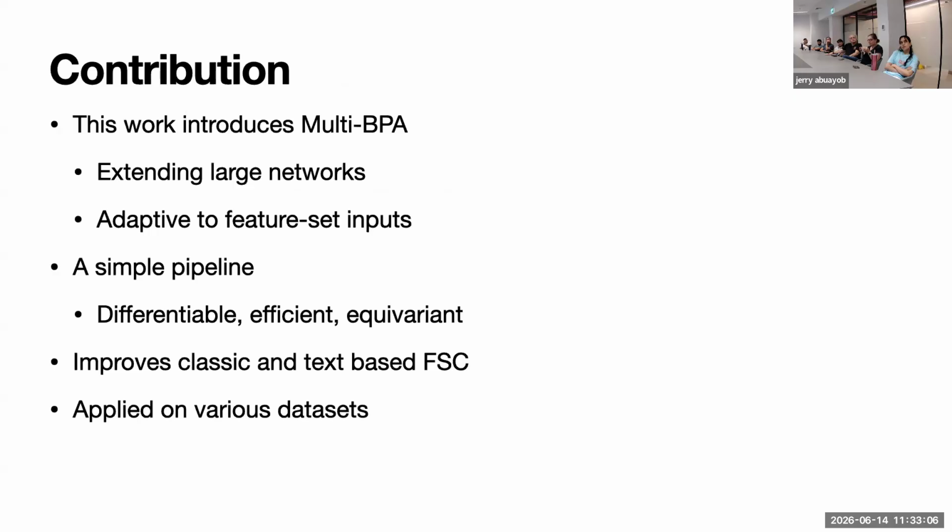These are our contributions, threefold or four. We introduced the multi-BPA adapter, which extends large networks and is adaptive to feature set inputs. It's a very simple pipeline. It's differentiable, so it can be trained. It's very efficient, and it's equivariant. We tested it on classic feature classification and text-based feature classification, with various tweaks here and there, which we will talk about in a bit. And we did rigorous experiments, which you will see in a bit.